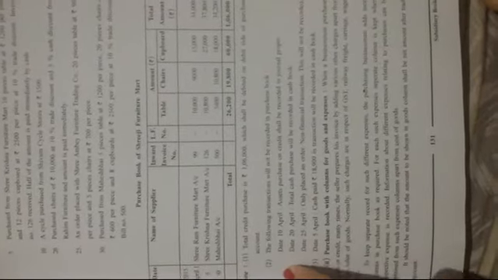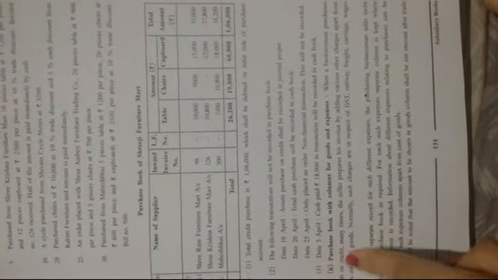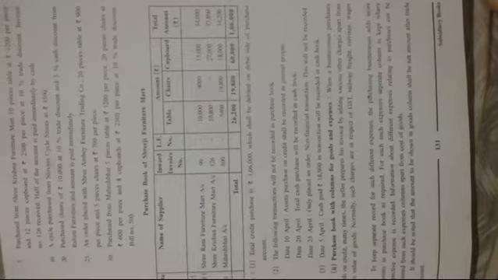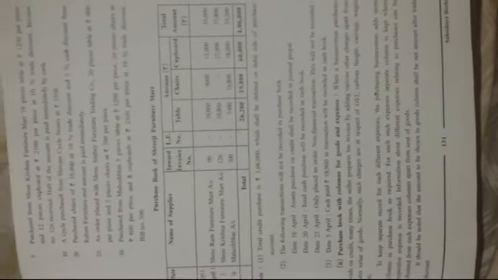Now the next type of columnar purchase book is the purchase book with columns for goods and expenses. So now we are going to stop here. In the next video we will be discussing the purchase book with columns for goods and expenses.